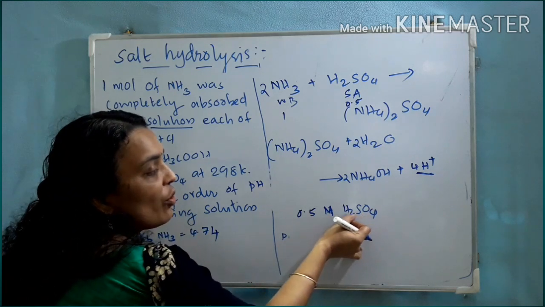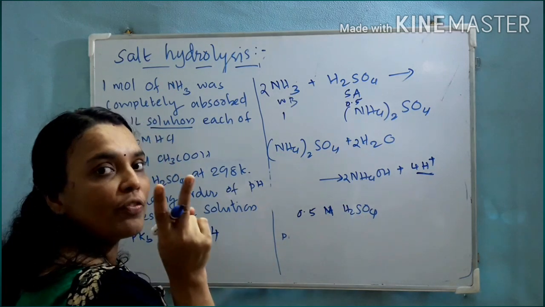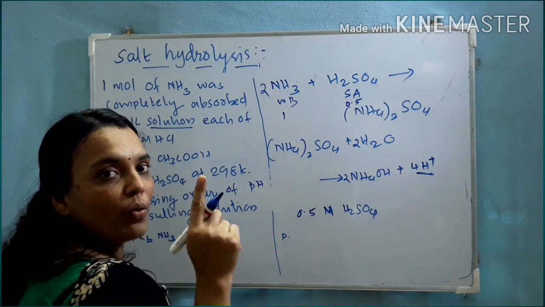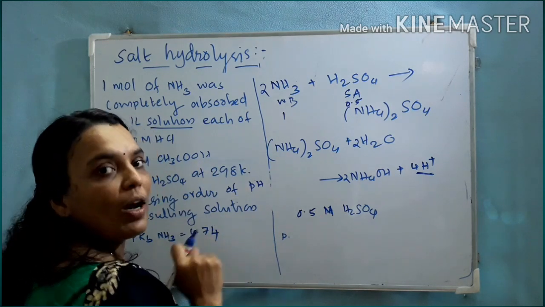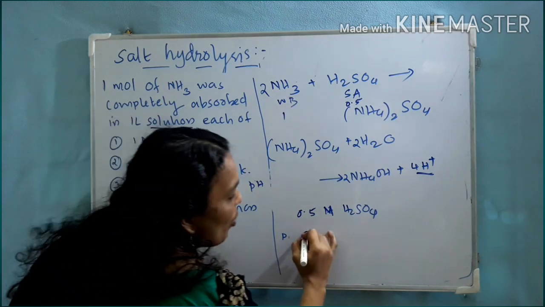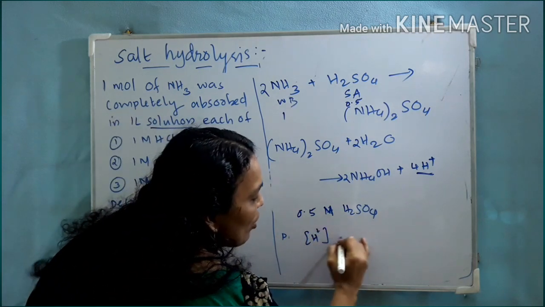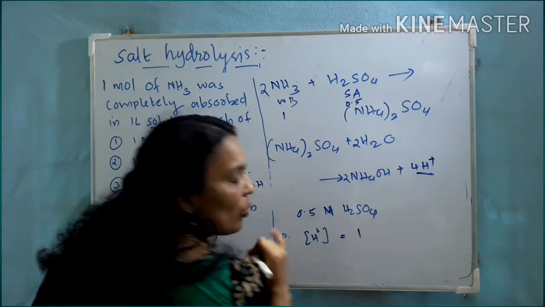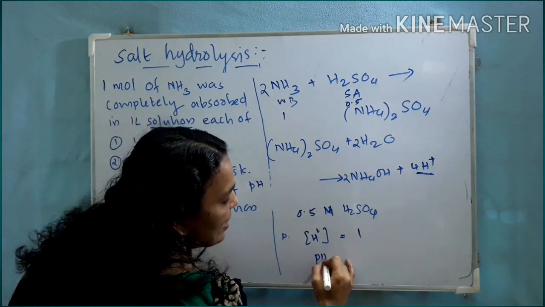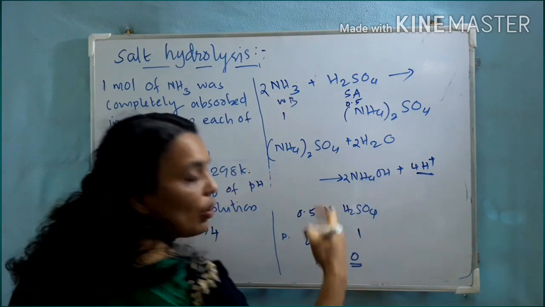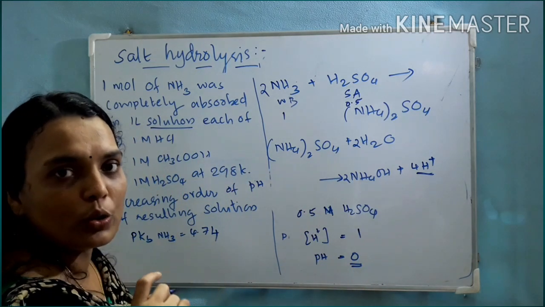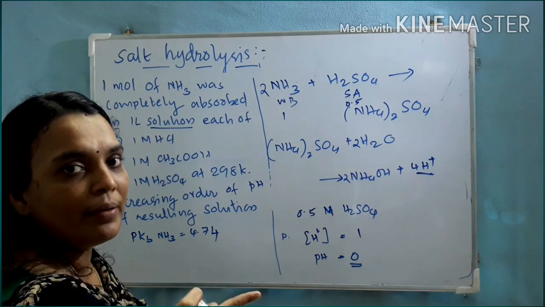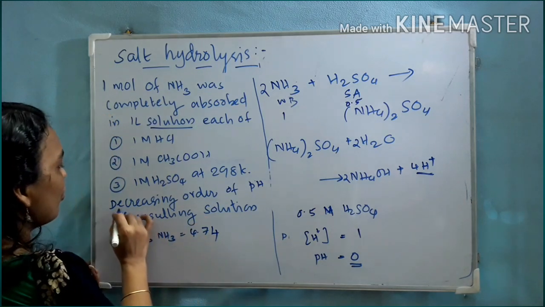1 molar H2SO4 will liberate 2 moles of H plus ions. So 0.5 moles will liberate 1 mole of H plus ion. So the molar concentration of H plus ion in solution due to H2SO4 is equal to 1. So pH is the negative logarithm of 1, that is equal to 0. Clear?